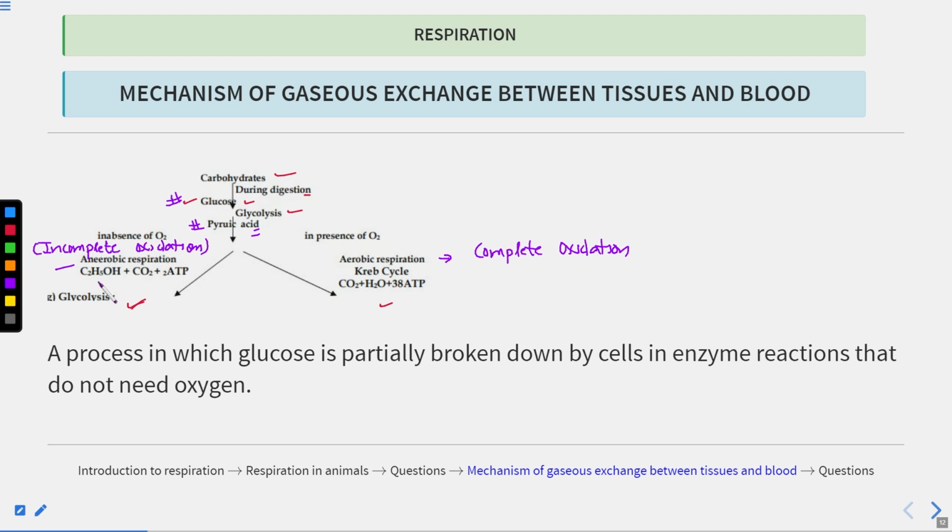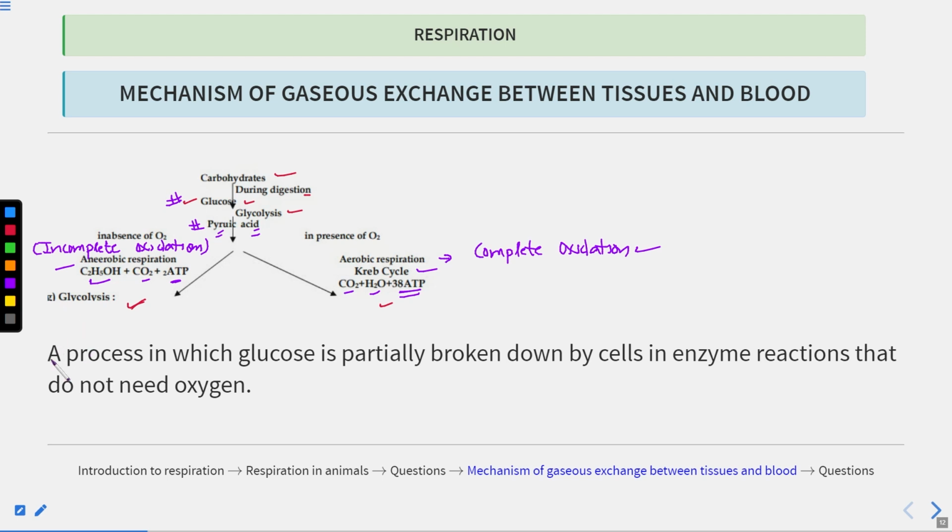Here one type of fermentation is shown, that is alcoholic fermentation, in which ethyl alcohol is produced. C2H5OH is the ethyl alcohol. Apart from this, carbon dioxide is also produced and a very small amount of energy, only 2 ATP. This happens when incomplete oxidation of pyruvic acid takes place. But if pyruvic acid undergoes complete oxidation, then it will enter the Krebs cycle. During the Krebs cycle, carbon dioxide and water are produced, as well as a huge amount of energy. So 38 ATP molecules are released during aerobic respiration.